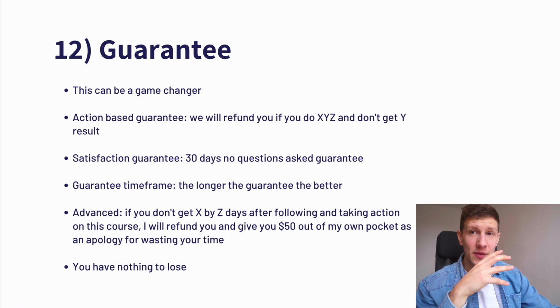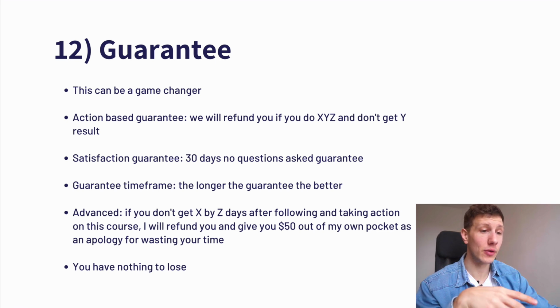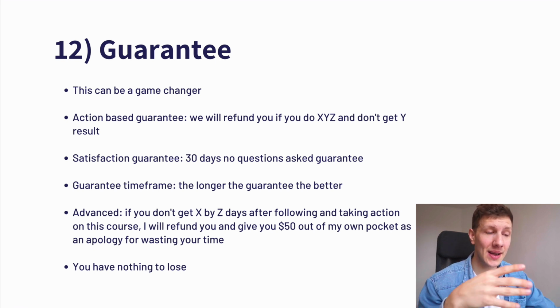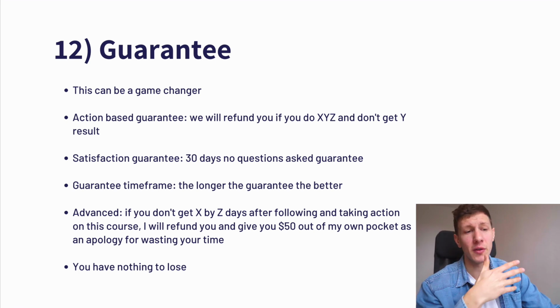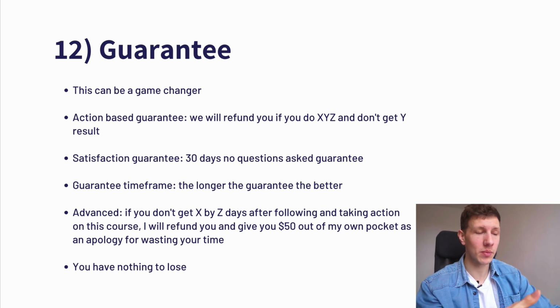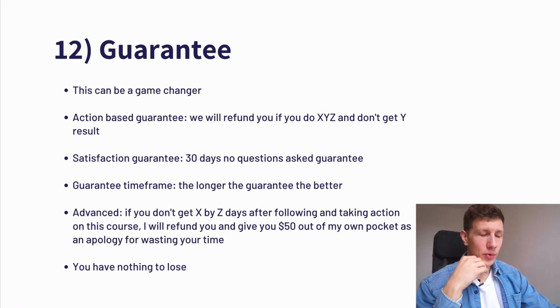So, an advanced guarantee that can be really powerful if used right: if you don't get X by Z, by that date, after following and taking action on this course, I will refund you and give you $50, $100 out of my pocket as an apology for wasting your time. You should do this if you're really confident about what you're promising, right? In the first place, you should make a course only if you're really convinced about what you're teaching. But when you're making promises and guarantees like that, you want to make sure that they will actually achieve the result if they follow through. Otherwise, you will end up refunding people and losing money.